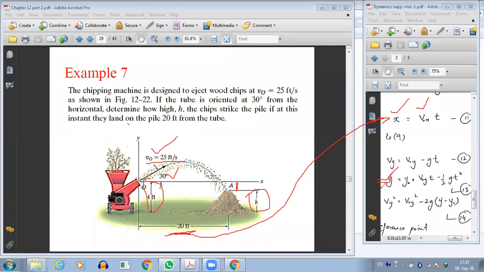So we know the initial velocity. Let's put this as 0. Now we know the time, so we can find out what y is. And this y will be this, so this plus h is 4. If you know this, and you know this is 4, you can find what h is. Is it clear or not?